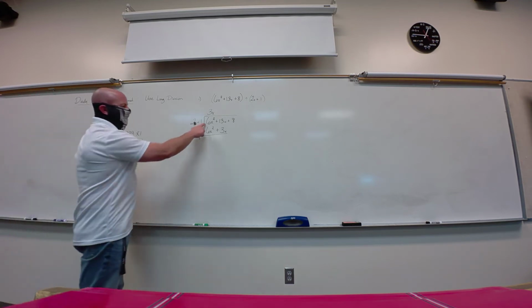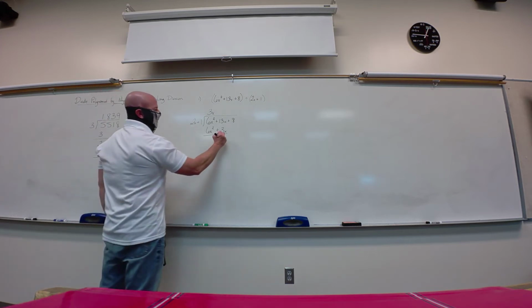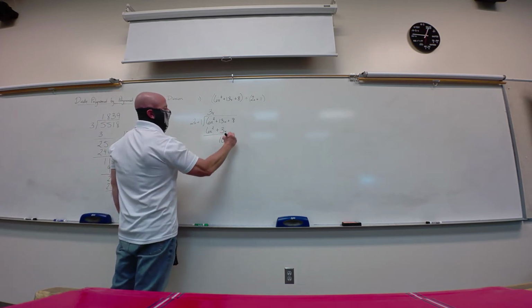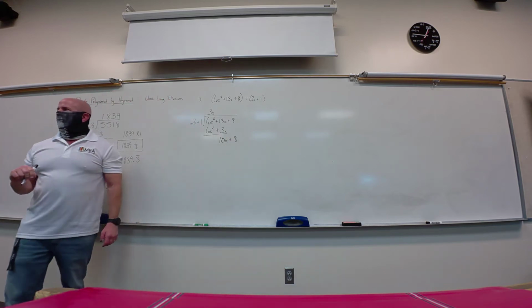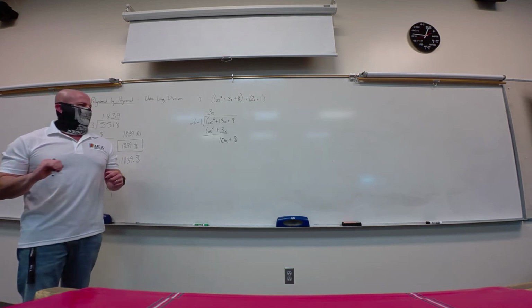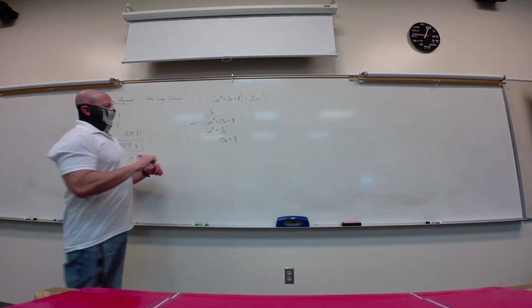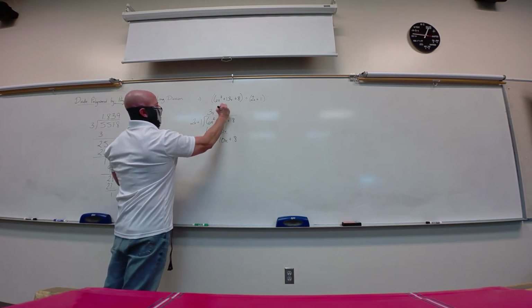6 minus 6 is 0, so nothing there. 13 minus 3, 10x. Bring down that next term, start over. And notice we're following the same process, just looks a little bit different with the letters sitting there. So now what do I multiply 2x by to get 10x? Positive 5.